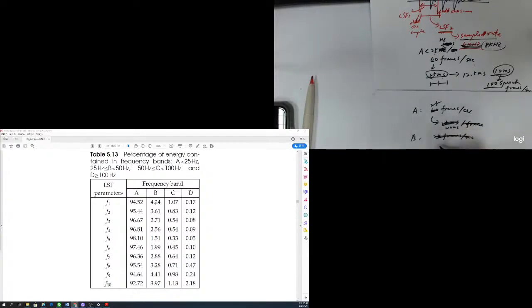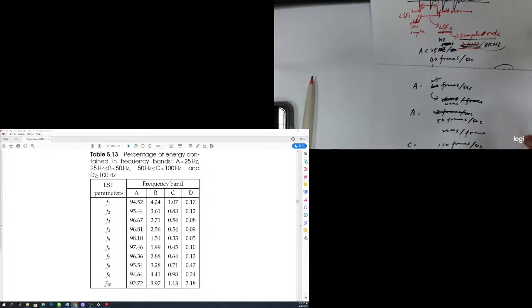So if you have 50 hertz, you have 50 frames per second, so each frame is 20 milliseconds. If the boundary is 100 hertz, you have 100 frames per second, so around 10 milliseconds per frame.